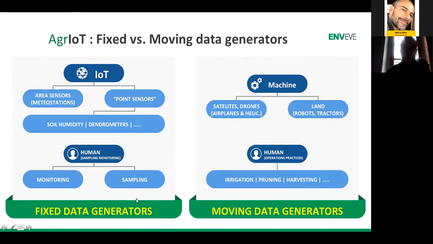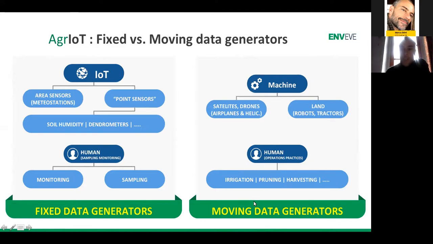So from this point of view, we have human data that are divided into monitoring and sampling. For instance, people can go into the field and check a plant to see if it has insects, or is having a problem, like a lack of nutrients, or a disease, whatever. So people are moving, but are actually collecting data which are fixed. Or sampling, maybe soil sampling, for instance, the same applies.